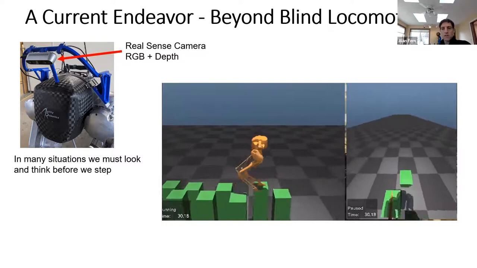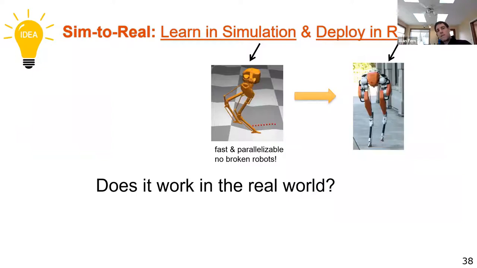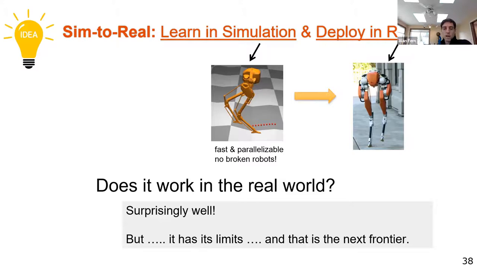So finally, we can say the sim to real thing worked pretty well for us. It wasn't clear that it would work in the beginning. Does it work in the real world? Well, it seemed to work surprisingly well. It does have its limits. I think we're starting to see them. And that's really the next frontier.